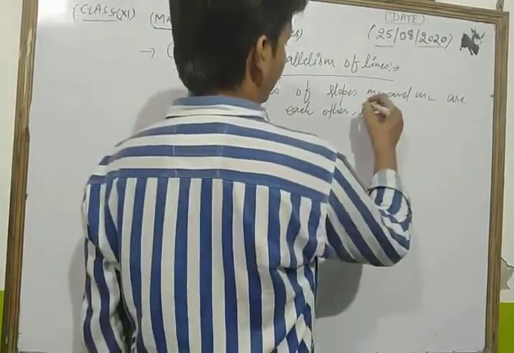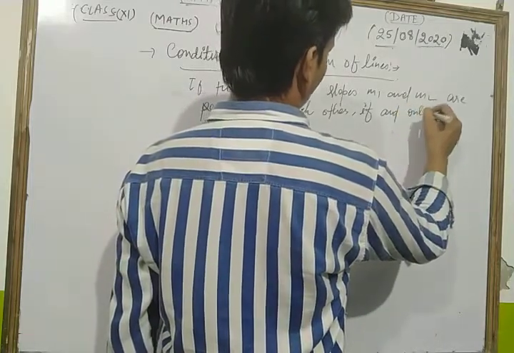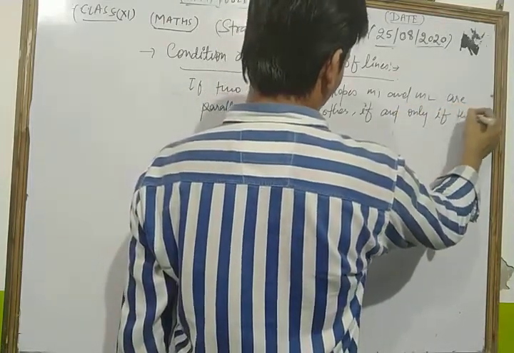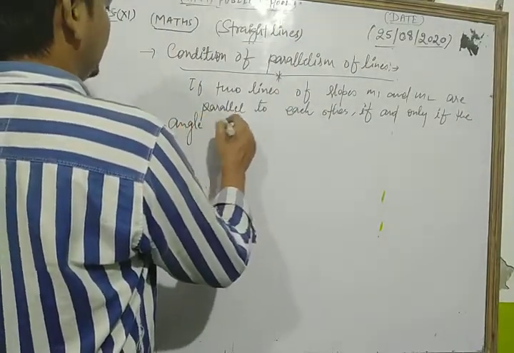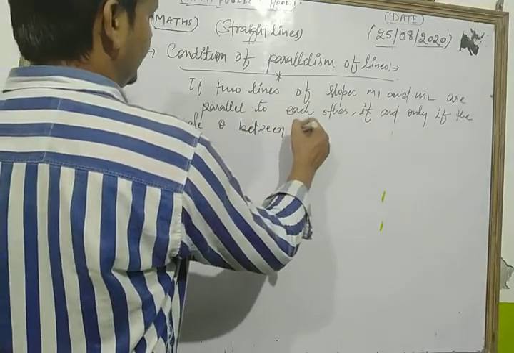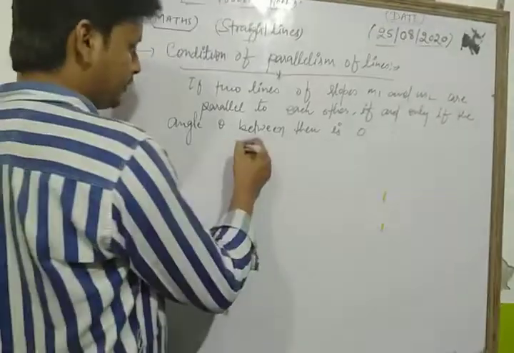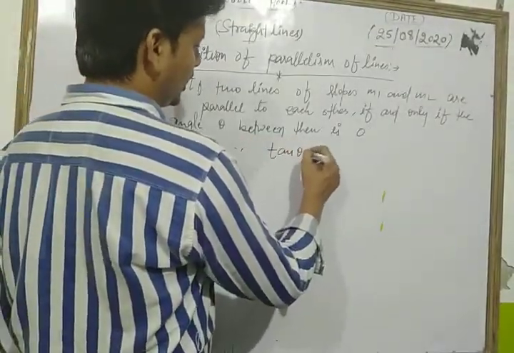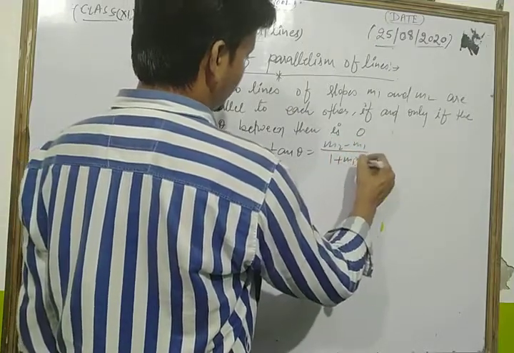If and only if the angle theta between them is 0. Since we know the formula, tan theta is equal to m2 minus m1 upon 1 plus m1 into m2.